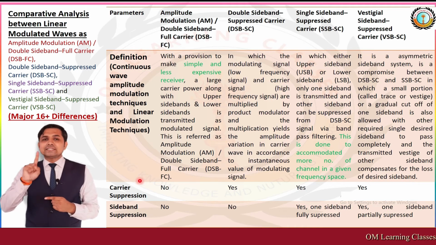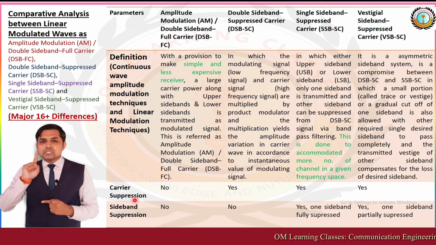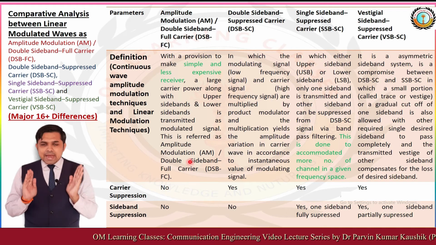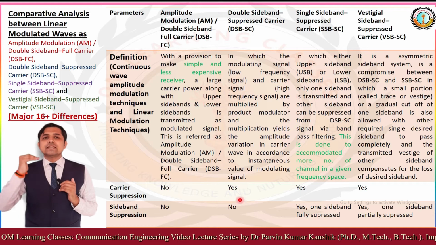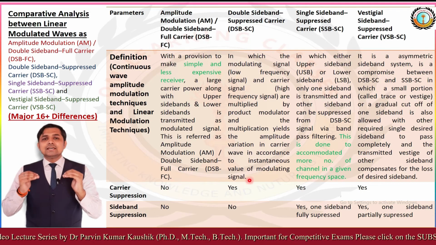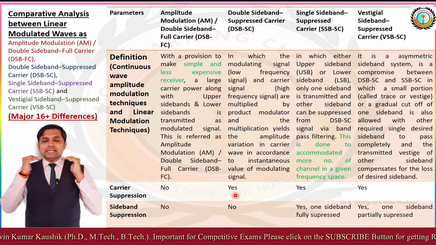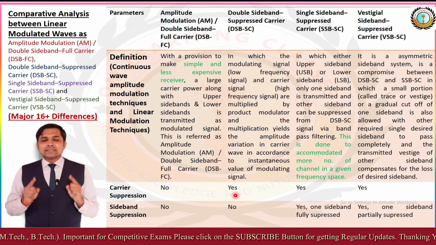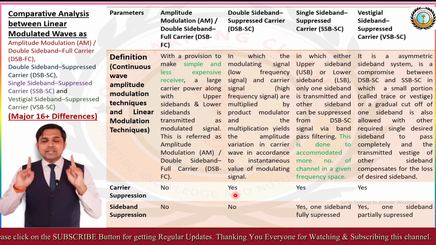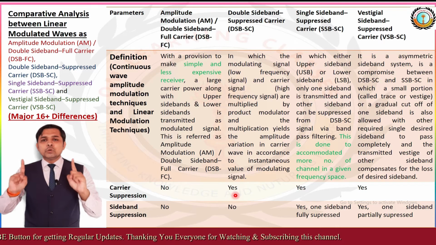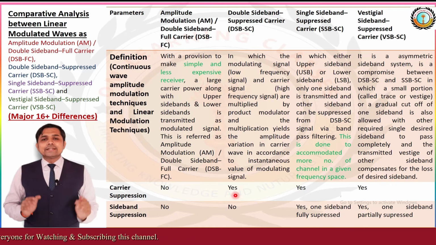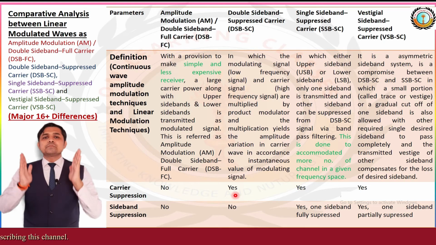Now we have another factor, that is carrier suppression. In DSB full carrier, there is no carrier suppression. And in DSBSC, SSBSC and VSBSC, we have the carrier suppression. It means in suppressed carrier linear modulated waves, the carrier signal is not present with the transmitted modulated signal. And in DSB full carrier, the carrier signal is present.